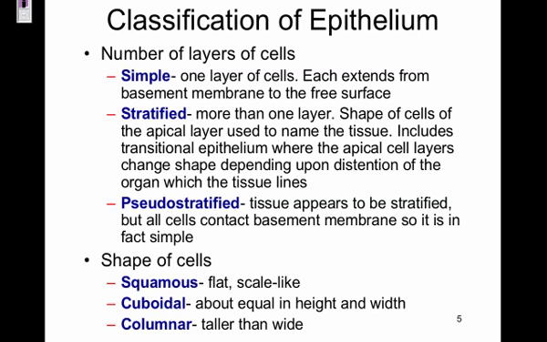If it's stratified, there's more than one layer. And so the shape of the cell is used to name the tissue also. This includes the transitional epithelium, where the cells can change shape depending on distension of the organ. So if an organ becomes larger, it's able to change shape to compensate for that. And as it gets smaller, they change shape again to compensate for that. You think of an organ that would do that, you would need transitional epithelium.